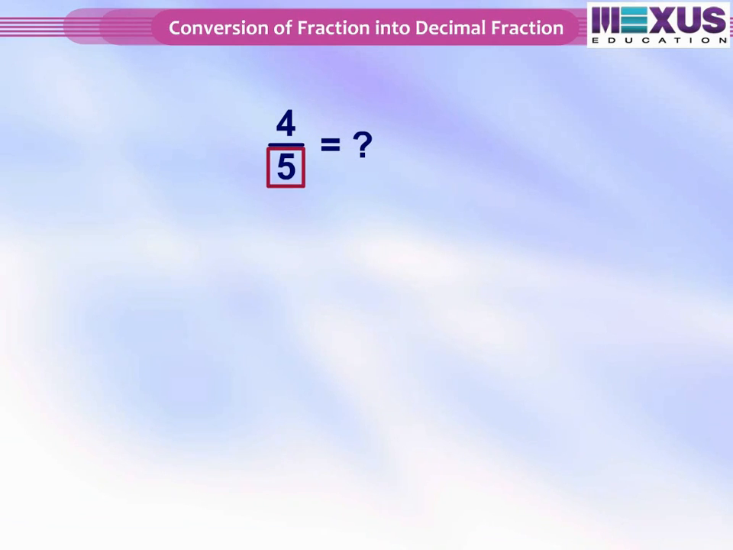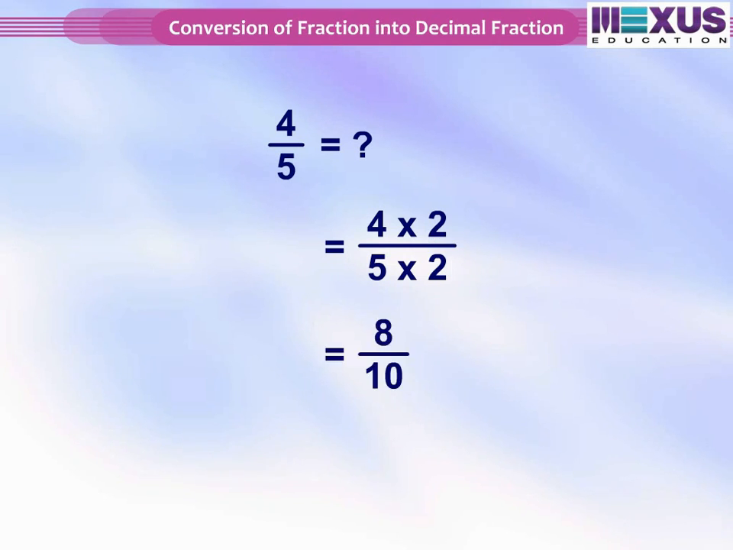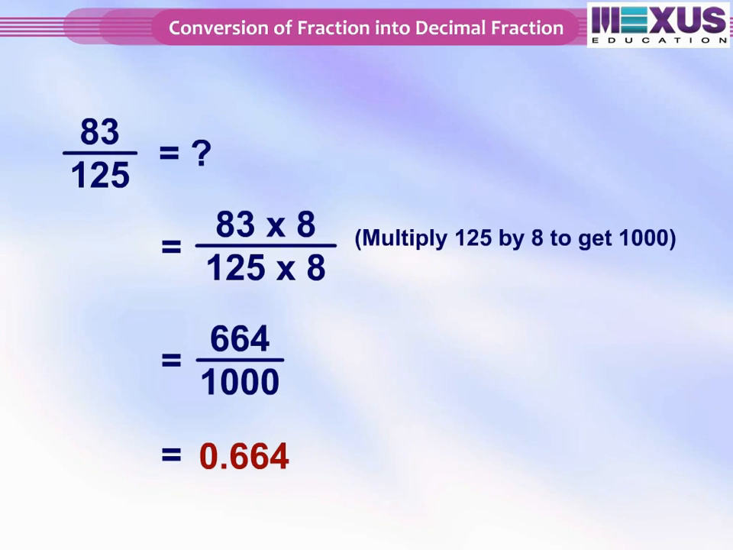We can make 5 into 10 by multiplying it by 2. Hence, 4 will also get multiplied by 2, which makes the numerator 8 and denominator 10. So its decimal form becomes 0.8. Let's check one example for converting a given fraction into a decimal form. For instance, the decimal fraction of the number 83 by 125 will be 0.664.